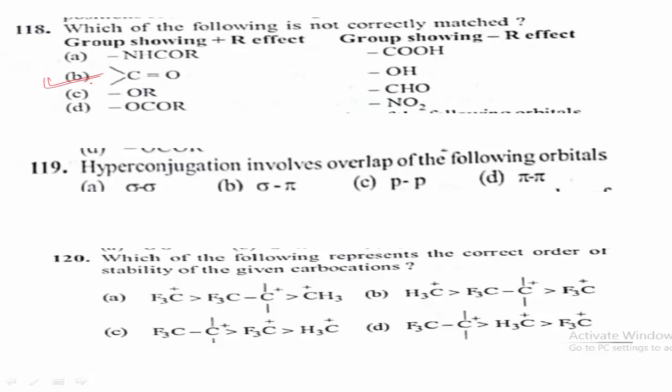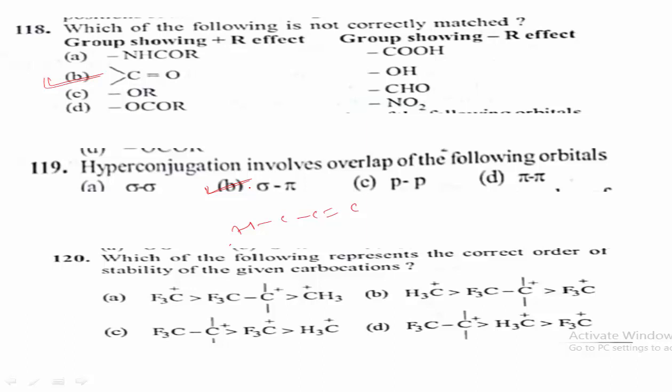This type of electron release is due to the presence of a system H-C-C=C. Is it right? It is known as hyperconjugation. Therefore, option B is the right answer. Okay students, next, last question, 120. Which of the following represents the correct order of stability of the given carbocations?